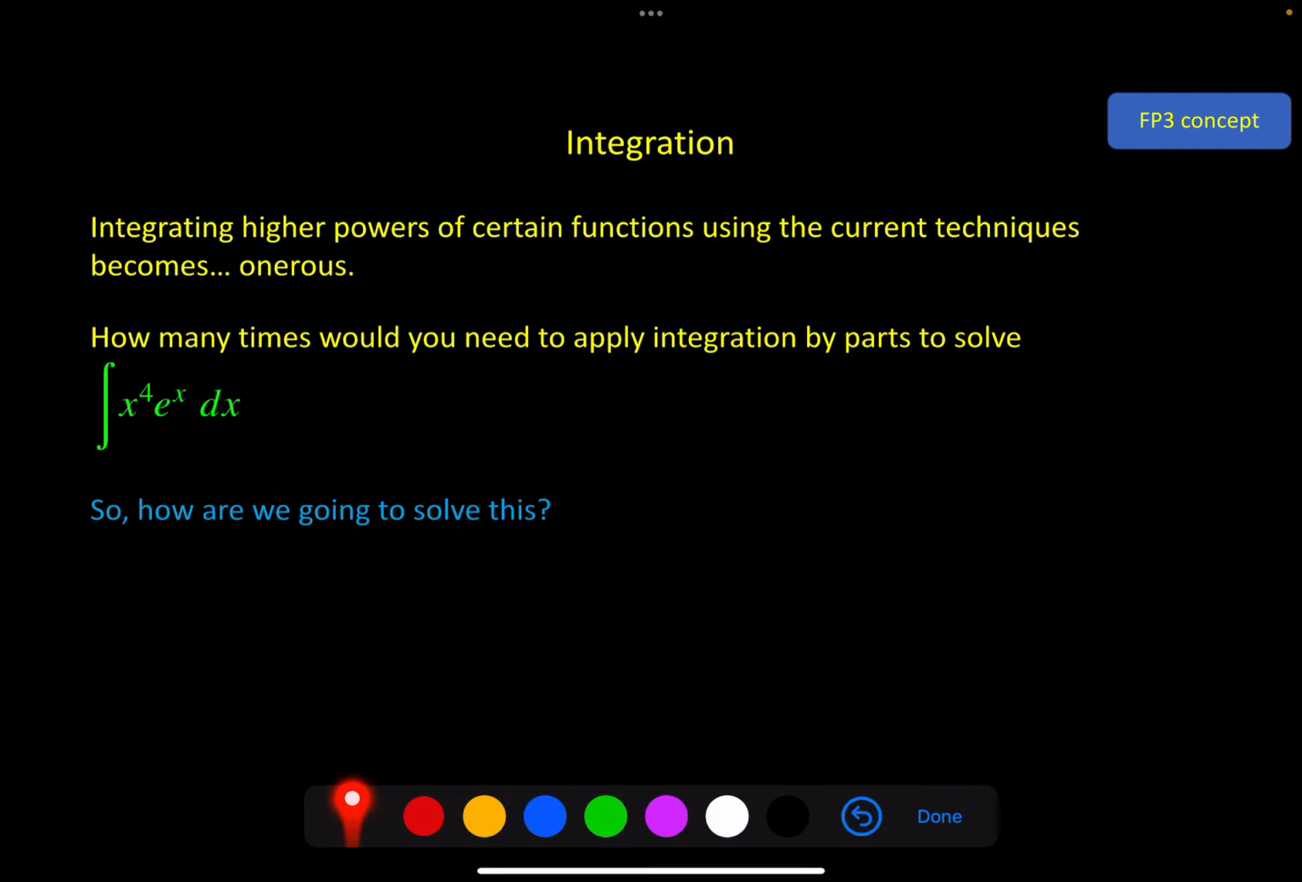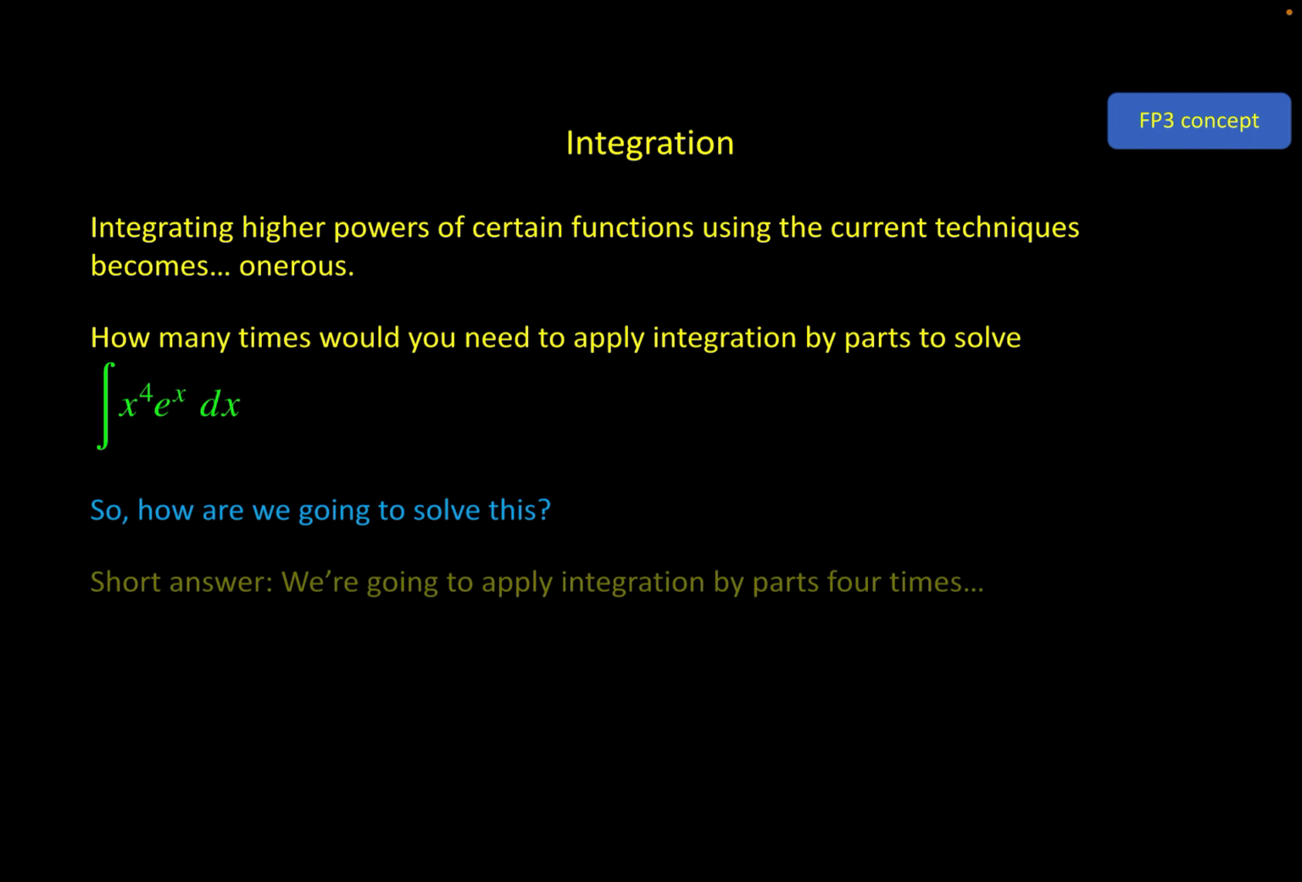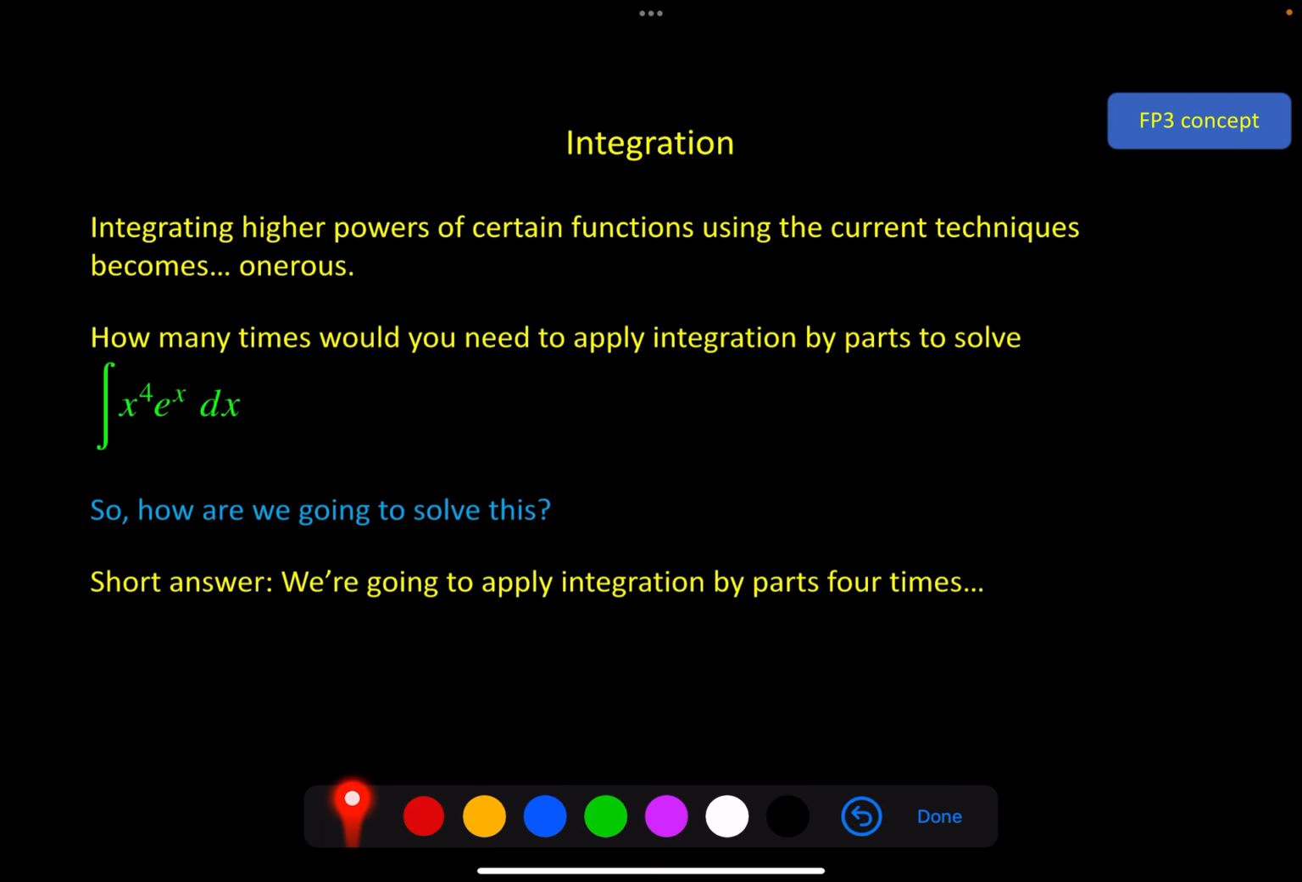So the question is, how are we going to solve this without doing all that work? And the short answer is, we're not going to solve it without doing all that work. We are going to do all that work. We're going to apply integration by parts 4 times. But the longer answer is we're going to try and condense it by using the repetition, because every time you apply this, you get something that's very similar to the thing you started with, and you're doing a very similar integration by parts process each time.